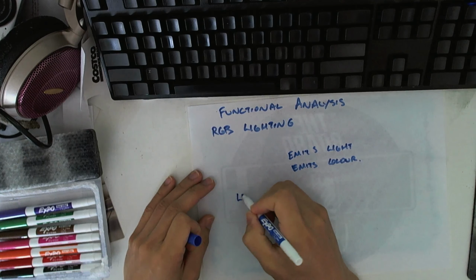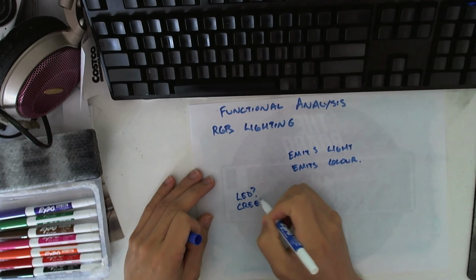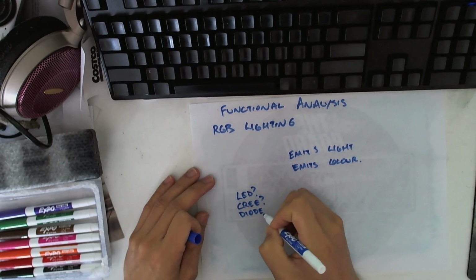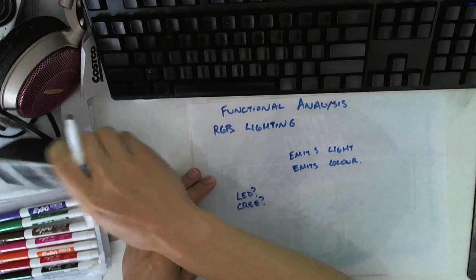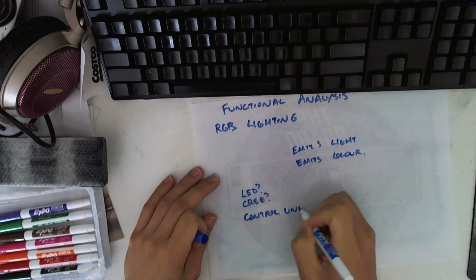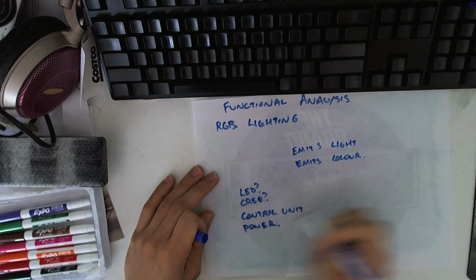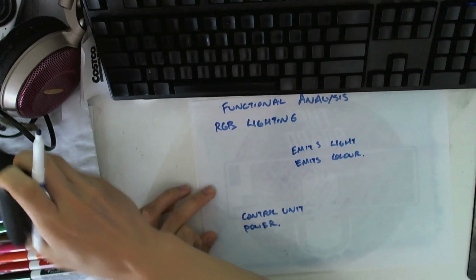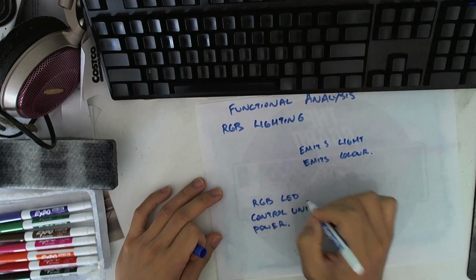You need an LED or a Cree or, you know, diodes, light emitting diodes, which is really what an LED is anyway. But at the same time, you do need circuitry, right? So you need a control unit. You need power. So let's get rid of the Cree, because we'll just go with an RGB LED, right? Make it a little bit easier, okay?